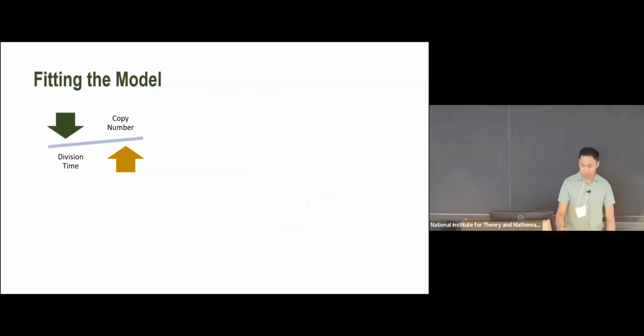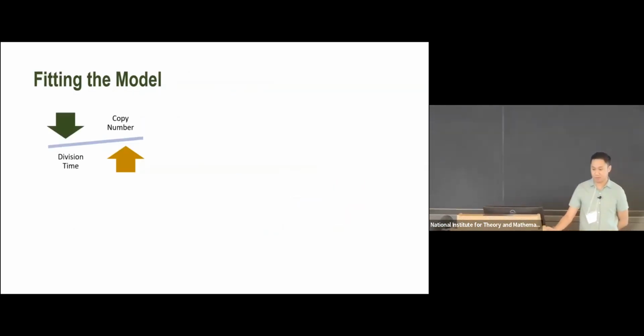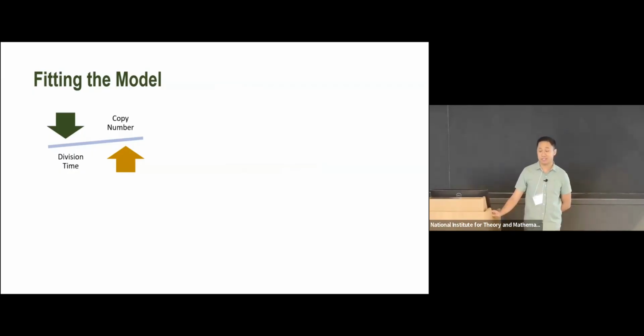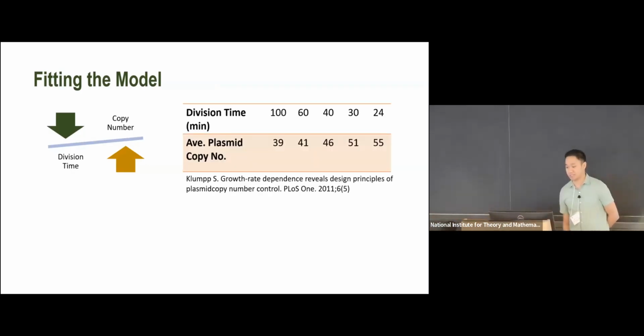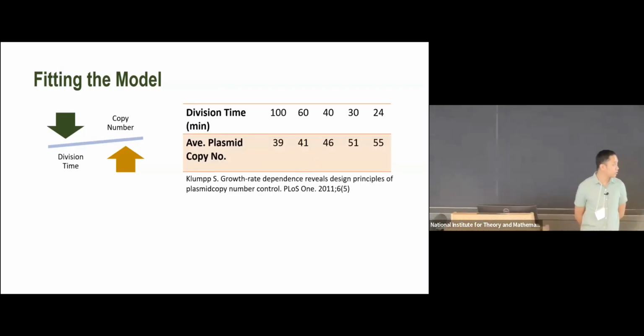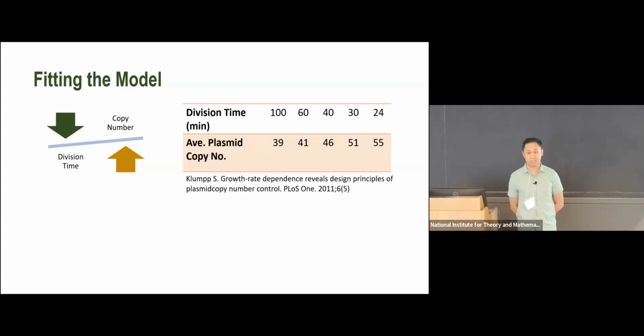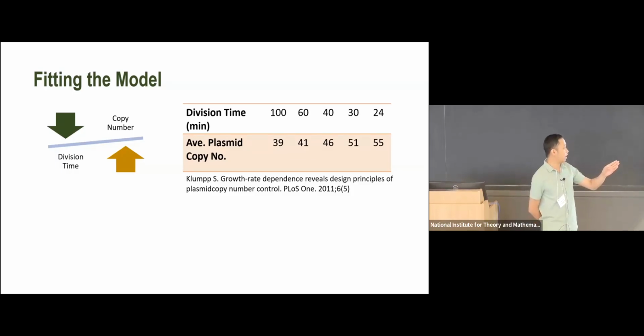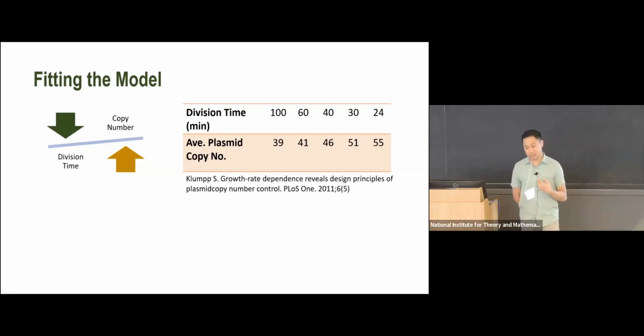Now we tried to fit the model using published data. And in this data, you would see that as division time increases, the copy number decreases. And in fact, these are the numbers. The division time, 100 down to 24, this is in minutes. And then the average plasmid copy number increases from 39 to 55. Division time could also be viewed as a decrease, or rather the increase in growth rate in this direction.